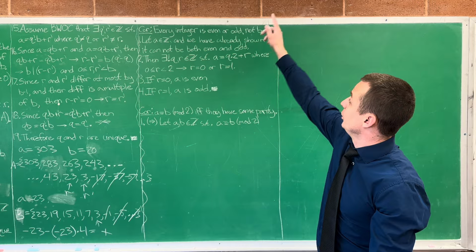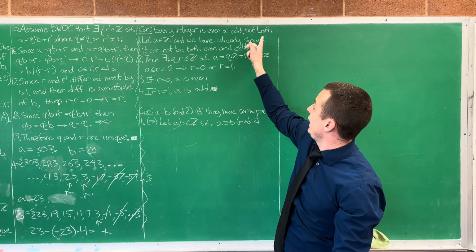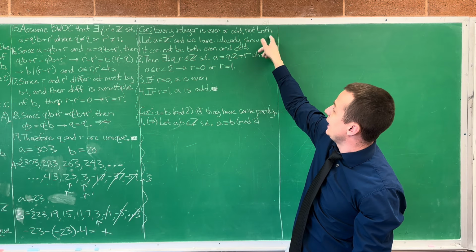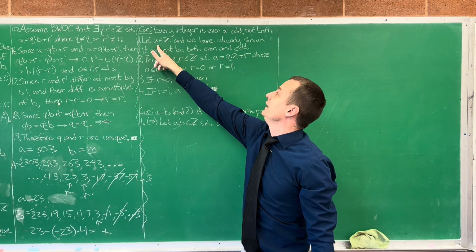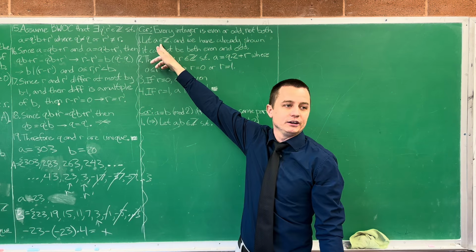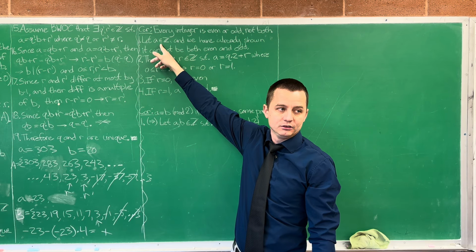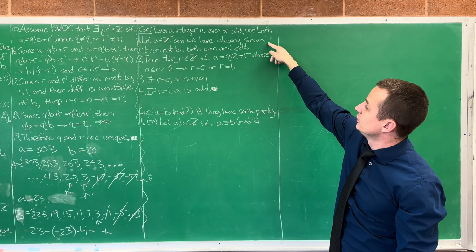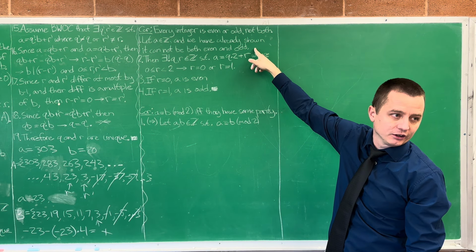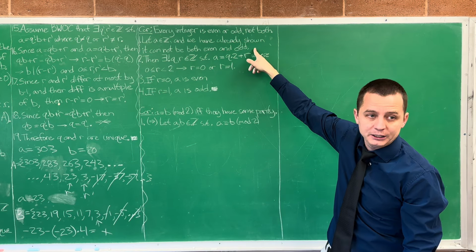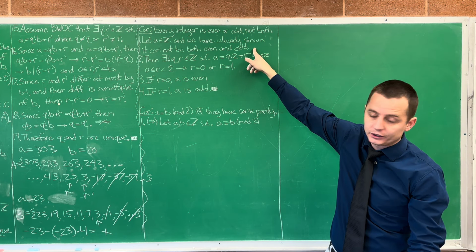Okay, so now we're going to prove that every integer is even or odd and not both. Let a be any integer. Our job is to show it's either even or odd and can't be both. And we've already shown that it cannot be both even and odd, so we're not going to bother with that. Now I'm going to show that it has to be even or odd.